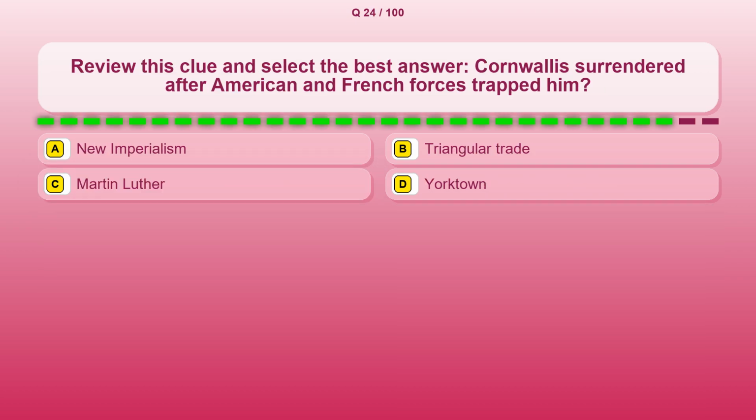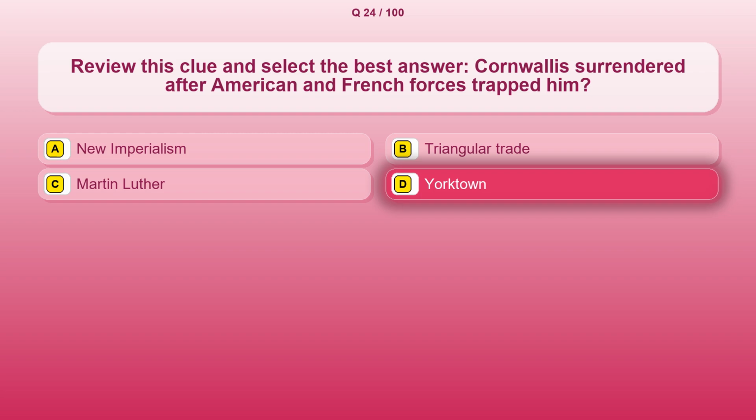Question 24. Review this clue and select the best answer. Cornwallis surrendered after American and French forces trapped him. Option A, New Imperialism. Option B, Triangular Trade. Option C, Martin Luther. Option D, Yorktown.